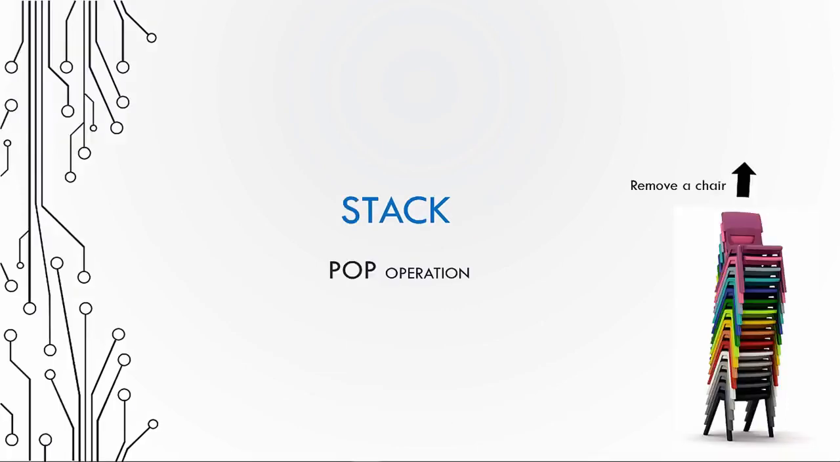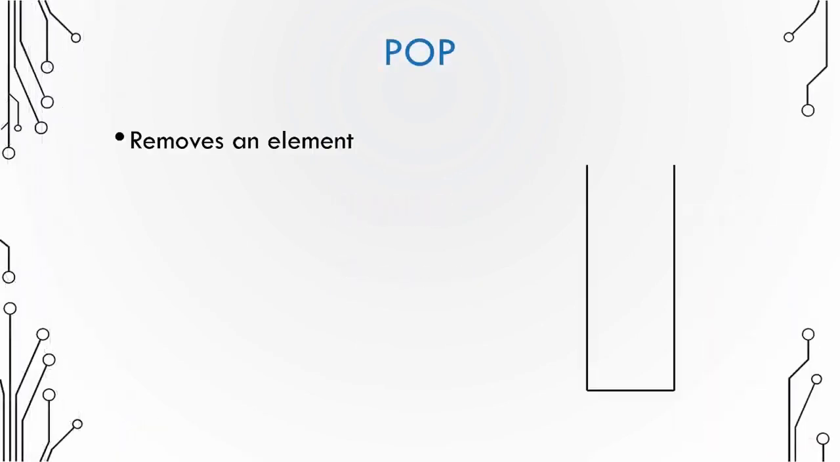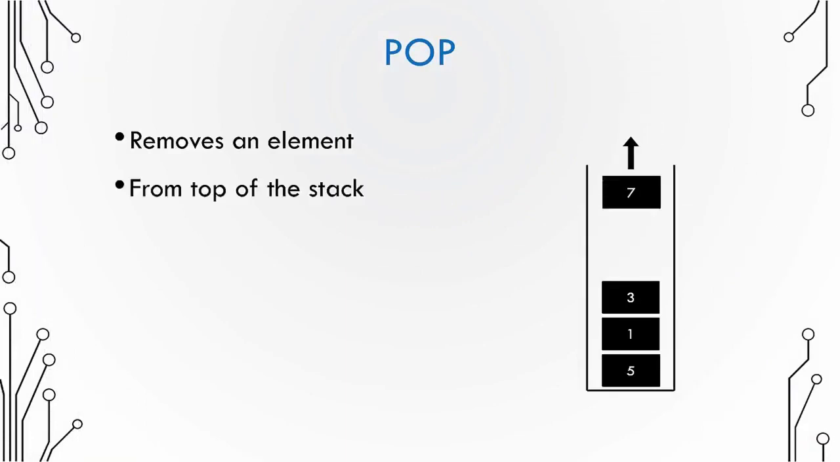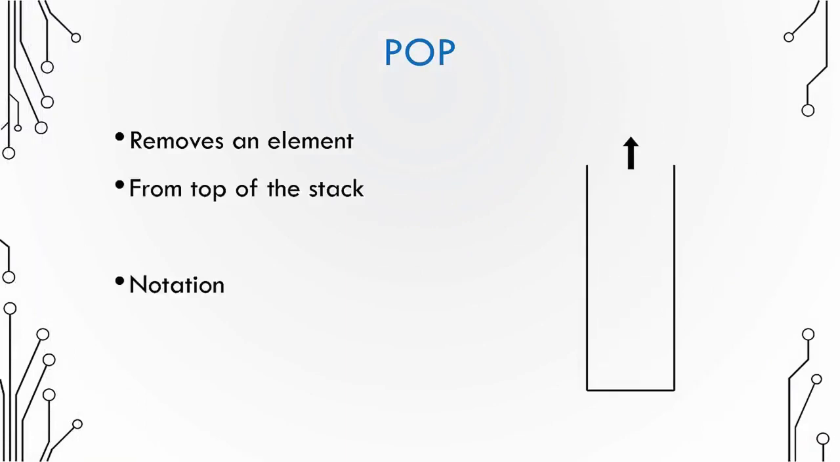In this video, we will check how to perform the pop operation on a stack. In computer science, a stack pop operation corresponds to removing a chair from a stack of chairs. So what is a pop operation? So you have a stack, and pop operation removes the element only from top of the stack. And the notation for pop operation is quite simple. It is just pop, and pop function returns the value that has been popped out from the stack.